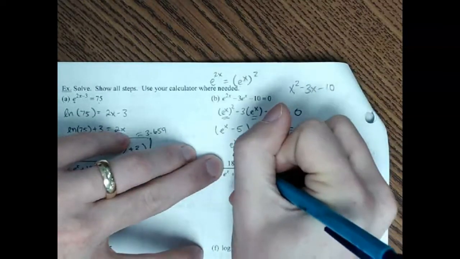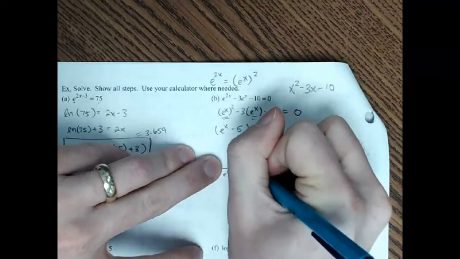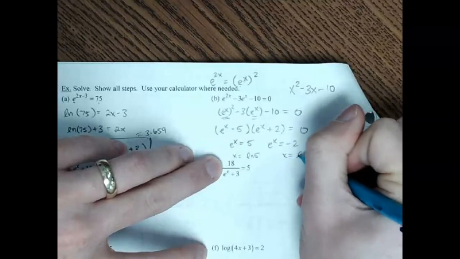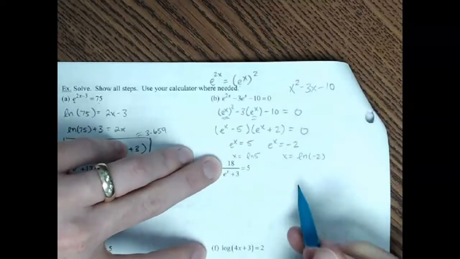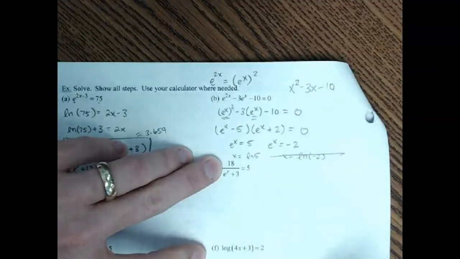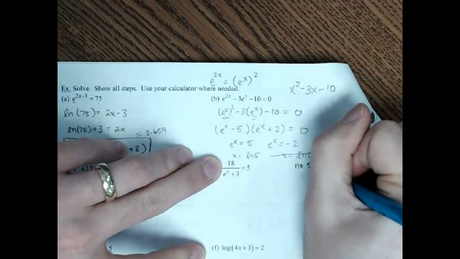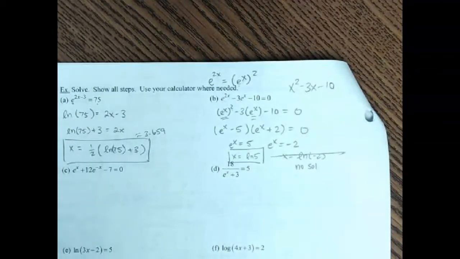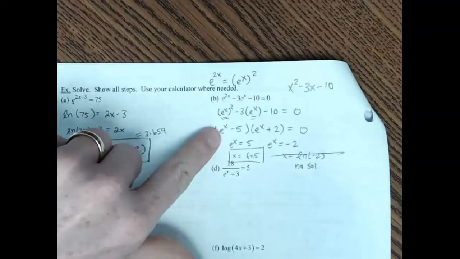Here, let's solve it for x. So here x would be ln of 5, and then here x would be ln of negative 2. But that's not possible, right? That one doesn't give you a valid solution. So that particular part gives you no solutions, but you do have the ln of 5 value from the e to the x minus 5 chunk.